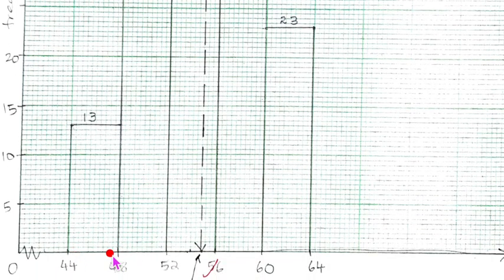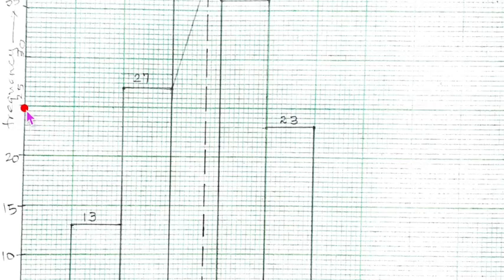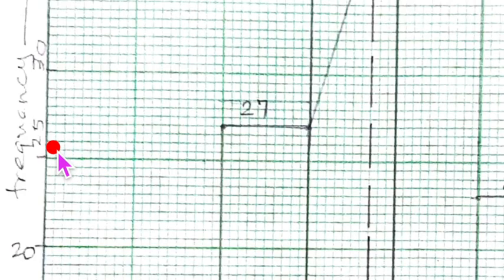Now our first class interval is 44 to 48 and it is 13 as the frequency. Now remember, these are 10 divisions with 5 units. So 2 divisions will make 1 unit. So you will see 1, 2, 3, 4, 5, 6. So that makes it 13. Then for 48 to 52, the frequency is 27. This is 25. So 26, 27, 4 divisions.